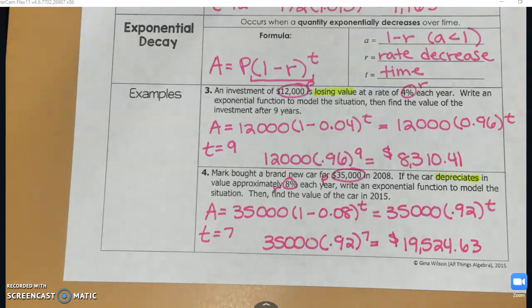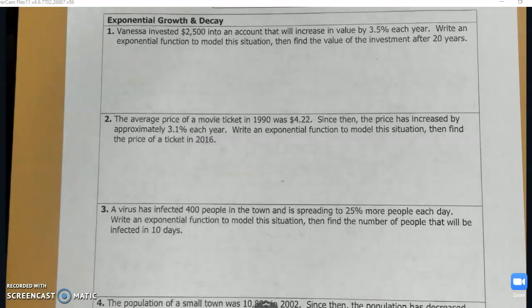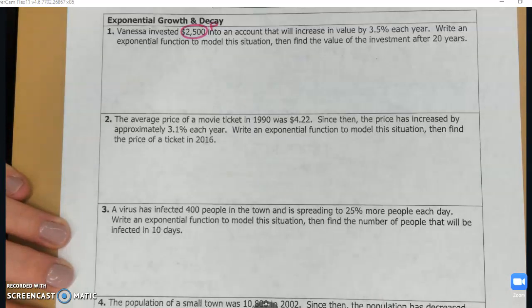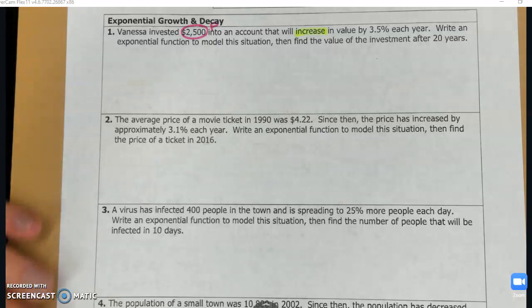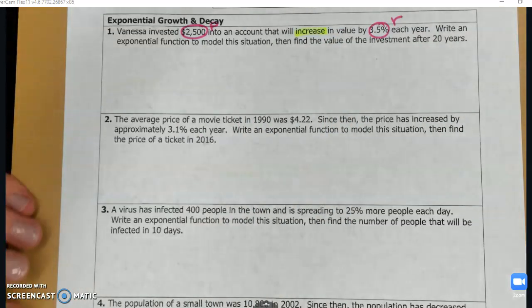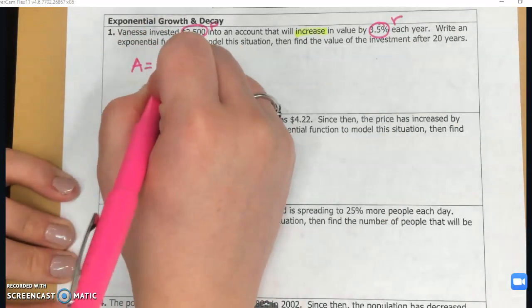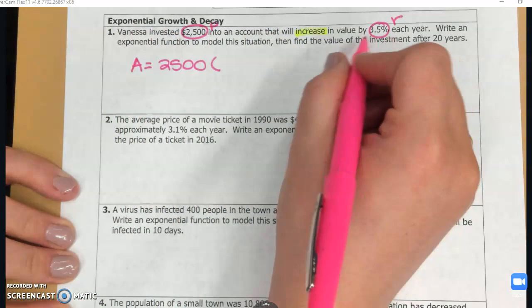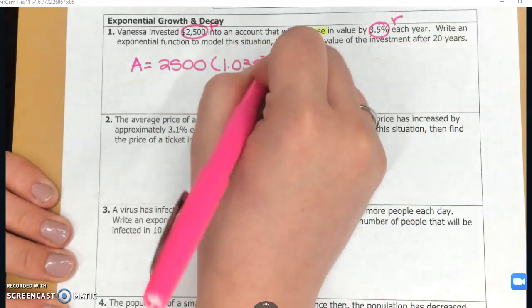So let's look at a couple more as they are mixed practice so that you can indicate whether they are growth or decay. So on the back side, let's look. Vanessa invested $2,500 in an account that will increase in value by 3.5% each year. Write an exponential function to model the situation, then find the investment after 20 years. Increase tells me that this is growth, so my function is going to be 2,500 times 1 plus 0.035, that's going to be 1.035 to the t power.